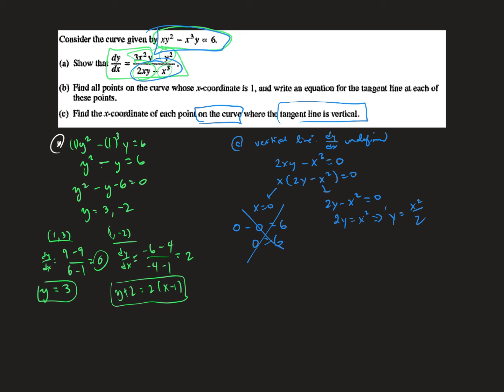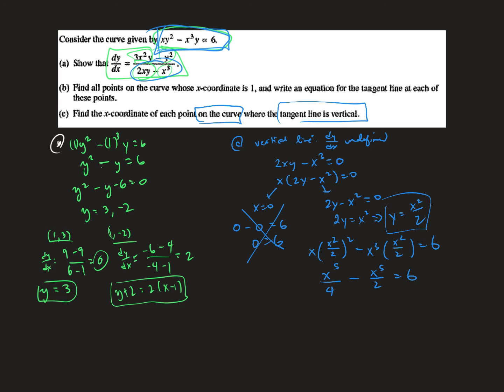Now, this condition would give us a vertical tangent line. It also needs to satisfy the curve. So I'm going to take this and treat it as a system of equations. I'm basically going to plug that x squared over 2 in for all the y's in the curve's equation. Now I'm just going to do some simplification here. Let's see, that'd be x to the 4th over 4 times x, so x to the 5th over 4. That would be x to the 5th over 2 equals 6.